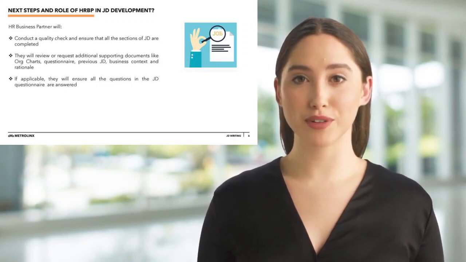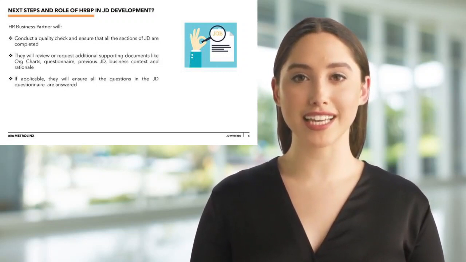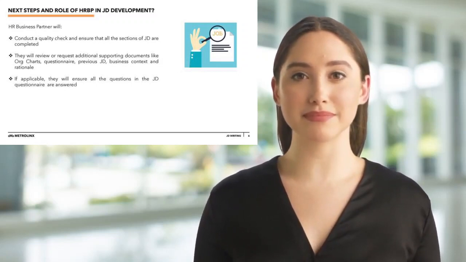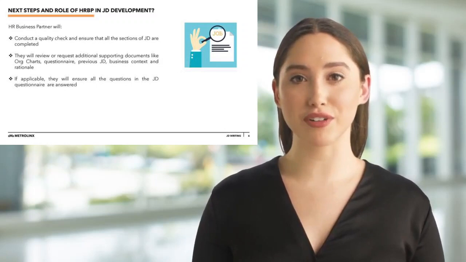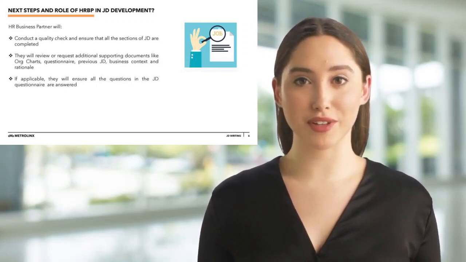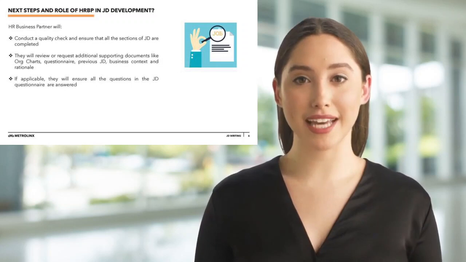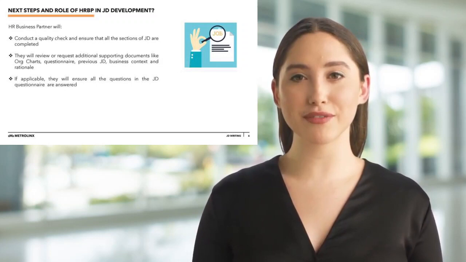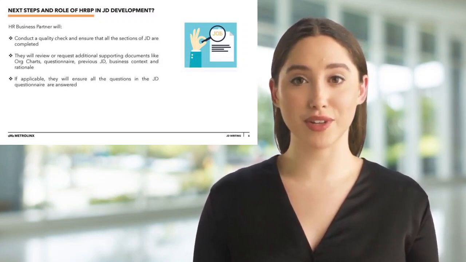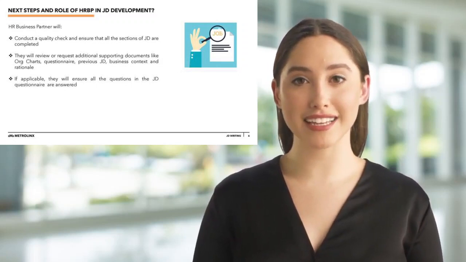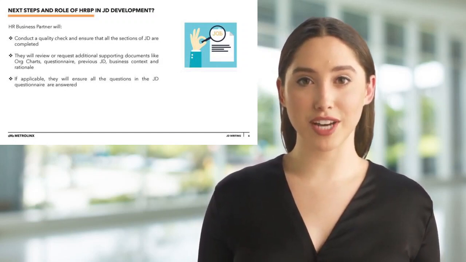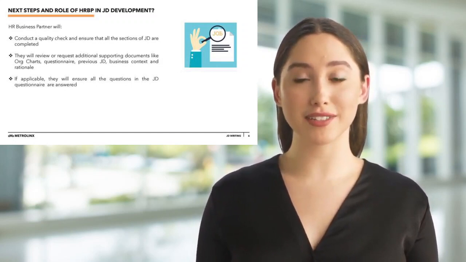Your HRBP will review your drafted JD and may provide additional feedback or guidance to you. The HR business partner will conduct a quality check and ensure that all the sections of the JD are completed, and if required, they will meet with you to understand and validate the JD duties and may ask probing questions to ensure duties are appropriately captured for job evaluation. They will review or request additional supporting documents like org charts, JD questionnaire, previous JD, business context, and rationale. If applicable, they will ensure all the questions in the JD questionnaire are answered.